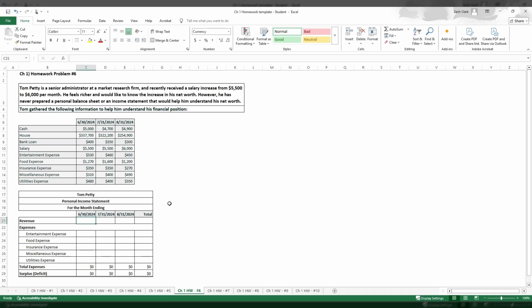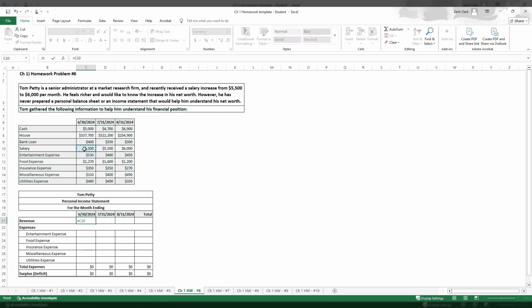Okay, so primarily what we just need to do is take this disparate financial information above and organize it into the income statement. And remember, we've been looking at the income statement in these previous problems, and that is revenues minus expenses, essentially. So let's start with revenues. We'll just do an equal sign and link to the cells above.